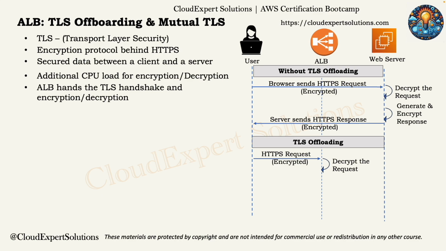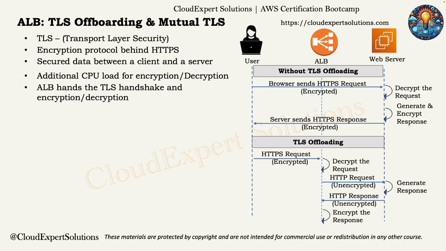The application load balancer decrypts the request using its certificate. The application load balancer then forwards the unencrypted traffic or HTTP request to the backend EC2 instance over a private connection. EC2 will generate the response and forward the unencrypted or HTTP traffic back to the application load balancer. Then the application load balancer will encrypt the response and forward the encrypted or HTTPS response to the client.